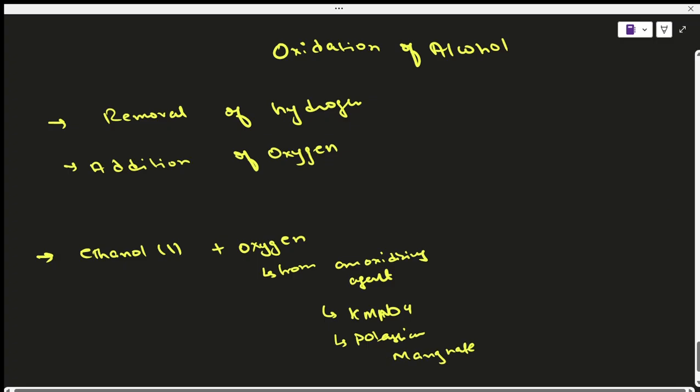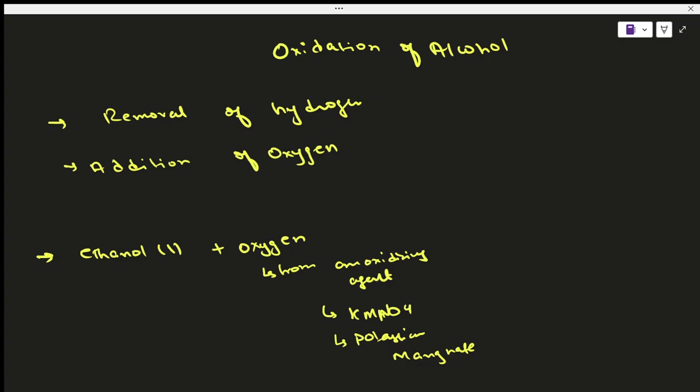So oxygen is coming from the oxidizing agent, and as we said, we're going to heat it, and the oxygen is going to be added and the hydrogen is going to be removed. So, in the wording format, how will we write this? We're going to have ethanoic acid being formed, and I'll tell you how, plus we're going to form water. So this is the whole equation.